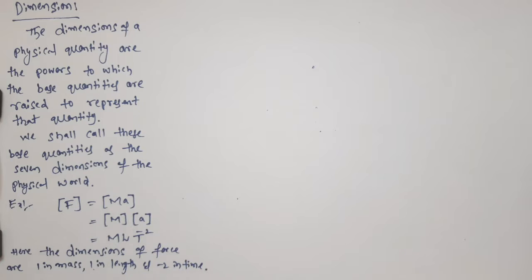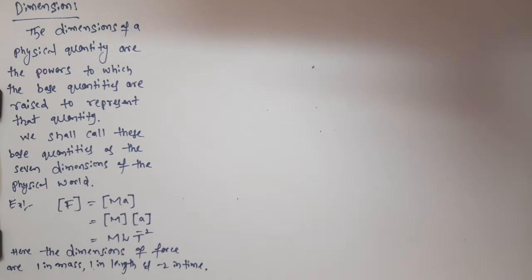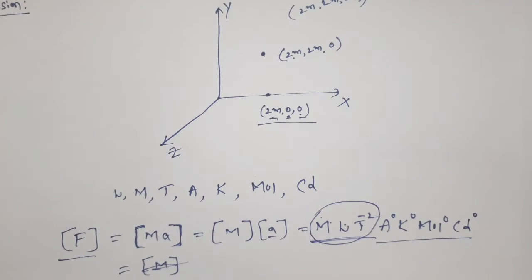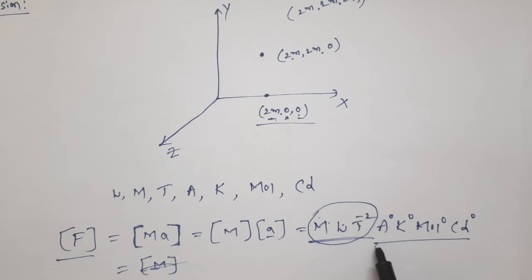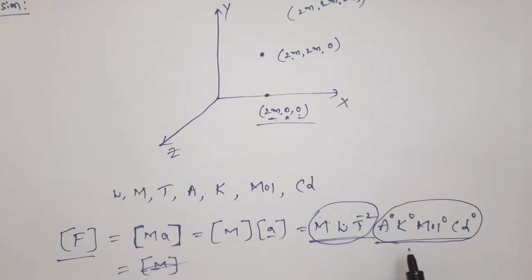So the maximum number of dimensions we get is 7 only. That is what we have just shown here. So what are these? M, L, T, A, K, mole, candela, isn't it? Usually most of the physical quantities are expressed only in terms of M, L, T. That's why usually we don't write these other terms. But if you want to write like this, we can also write it, no problem.